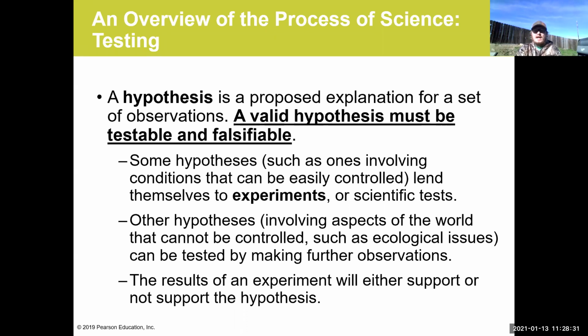And in order for a hypothesis to be valid, it has to be testable and it has to be falsifiable. Those are the 2 big parts of a hypothesis. You have to be able to generate a test, and you have to be able to say whether or not your hypothesis has been proved false or not. So you can have hypotheses be developed in a couple of different ways. Some hypotheses can be developed to where they will have experiments or scientific tests. Or you can have hypotheses that will be developed where you just make further observations.